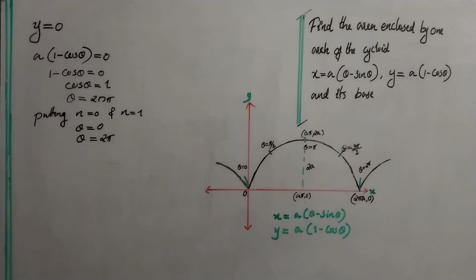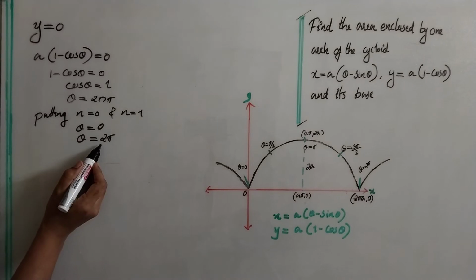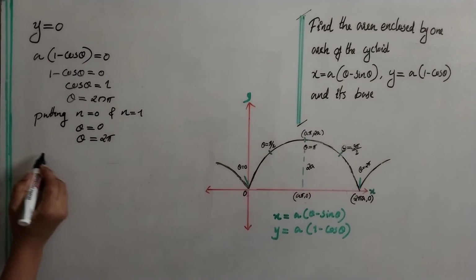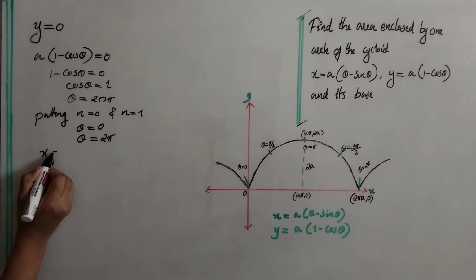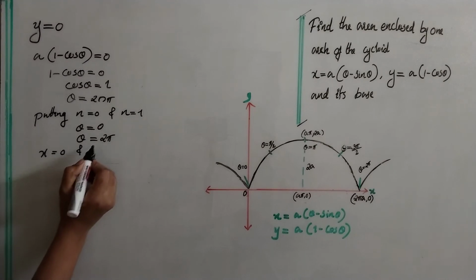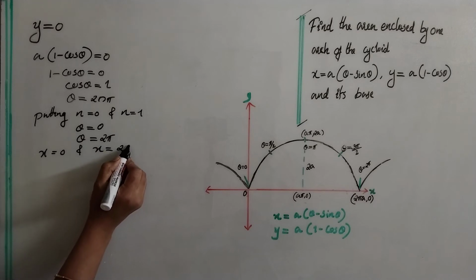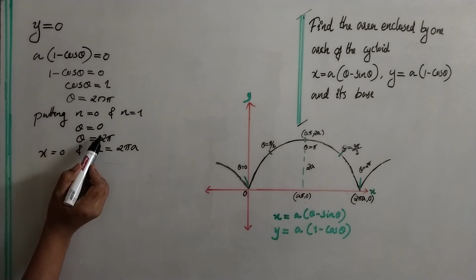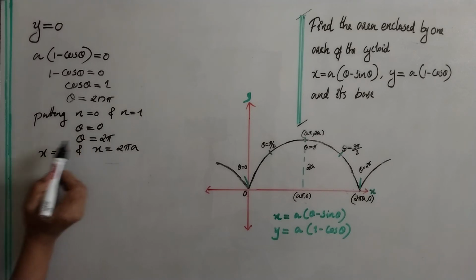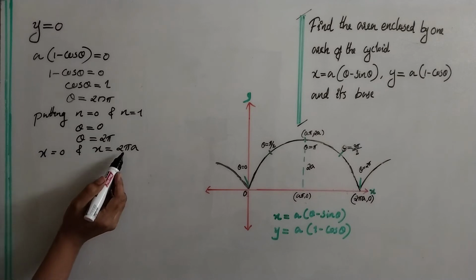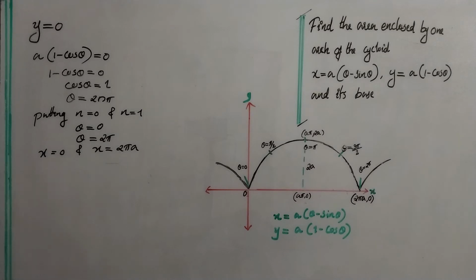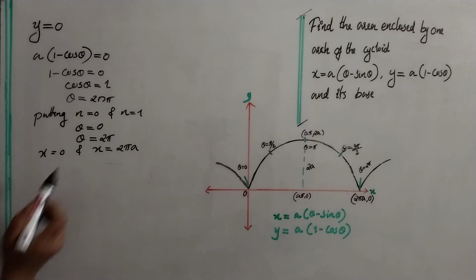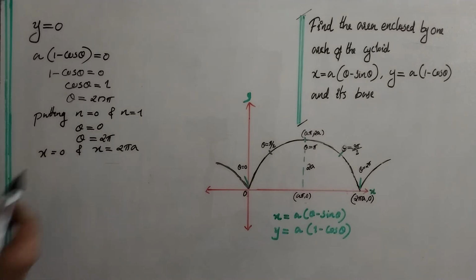Now the limits of integration are theta equal to 0 and theta equal to 2 pi. That corresponds to the value of x as x equal to 0 and x is equal to 2 pi a. Corresponding to this theta equal to 0 and theta equal to 2 pi, the values of x are x equal to 0 and x is equal to 2 pi a. So the limits of integration are theta equal to 0 and theta equal to 2 pi.